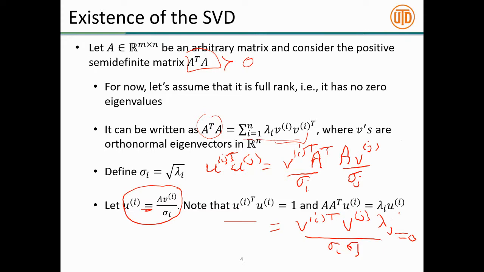Questions about this argument so far? To prove these kinds of things, you just basically plug in the definition and use the properties of eigenvectors and eigenvalues for the matrix A transpose A. Questions?